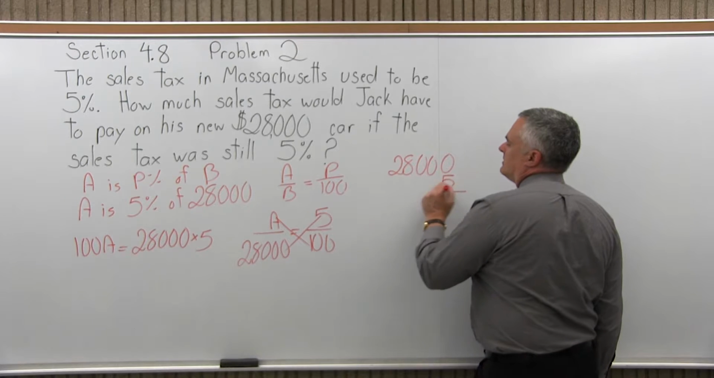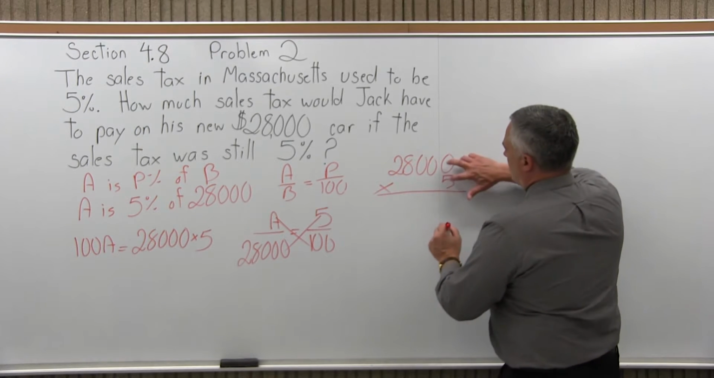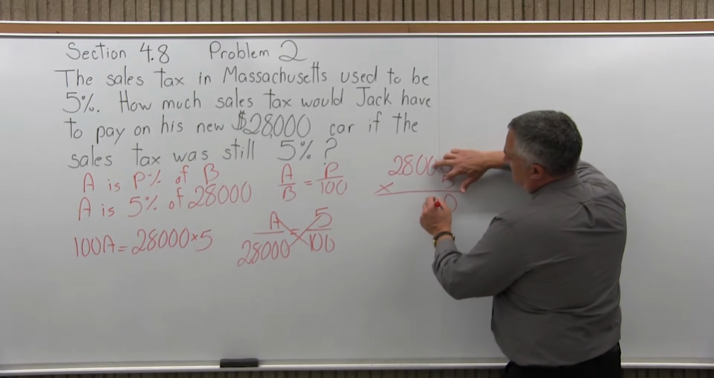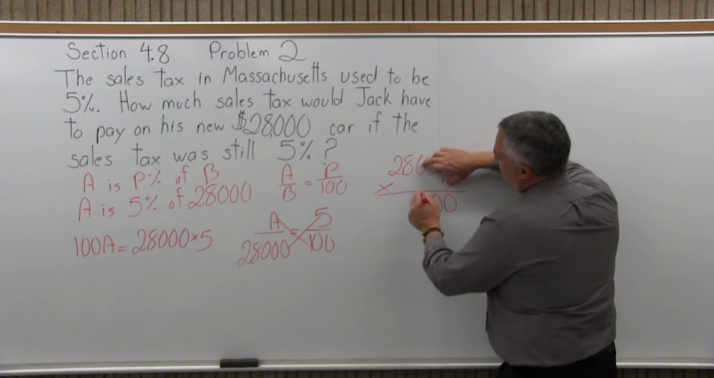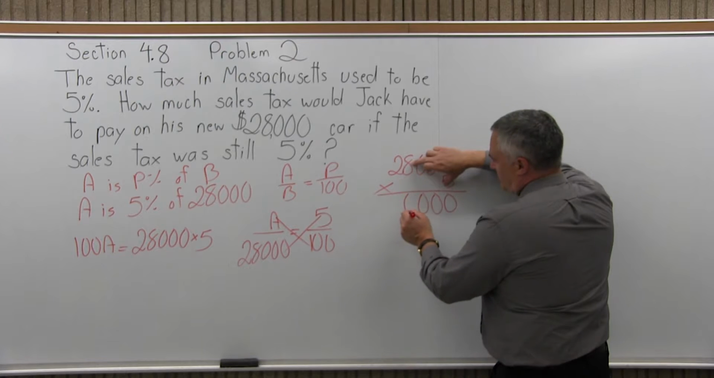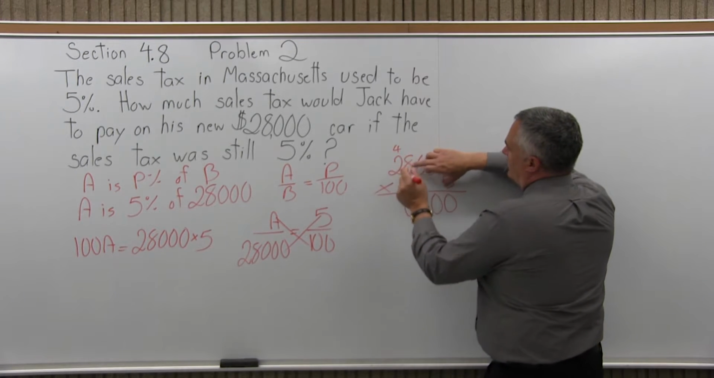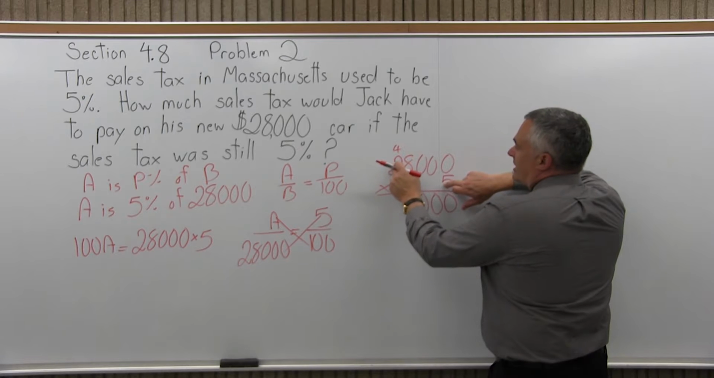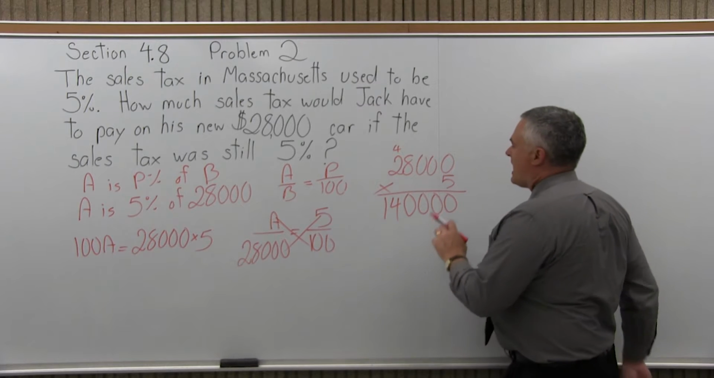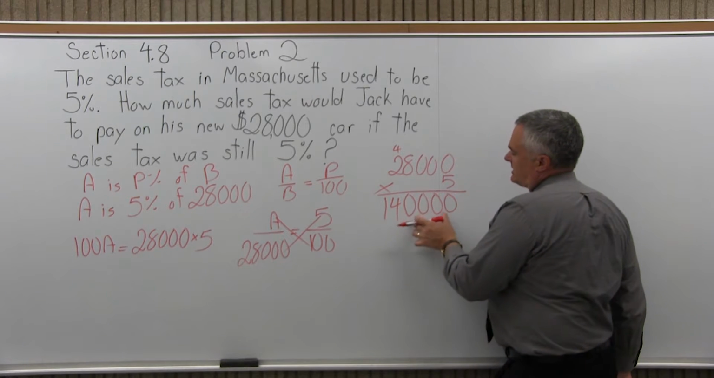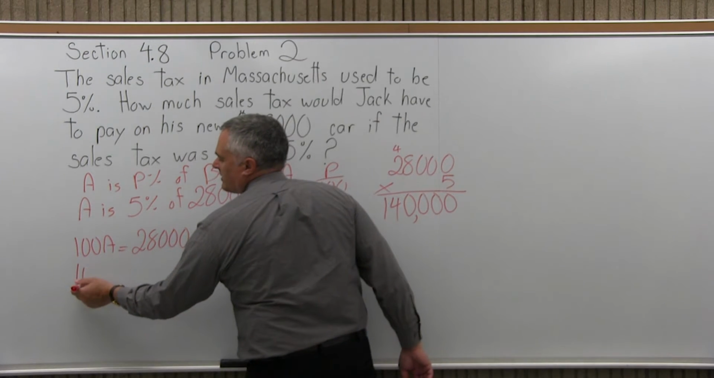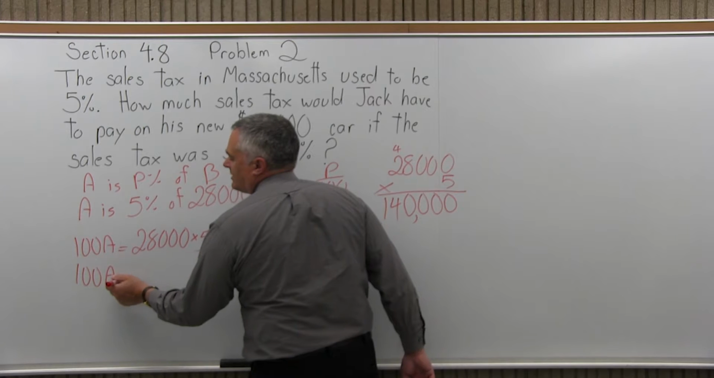28,000 times 5. So since most of them are zeros, it goes pretty quick. 5 times 0 is 0. 5 times the next 0 is 0 again. 5 times the third 0 is another 0. Then we get to the non-zero numbers. 5 times 8 is 40. So you put 0 for the 40, carry the 4. 5 times 2 is 10. 10 plus the 4 more that we carried is 14. Right? 10 and 4 is 14. So now there were no decimals here, so there's no decimals in my answer. It's 140,000. So going back to my equation, I have 100A equals 140,000.